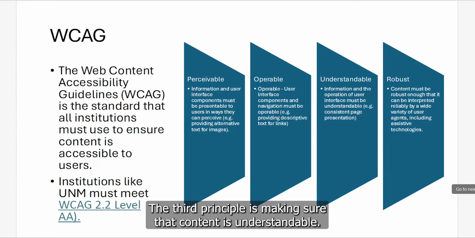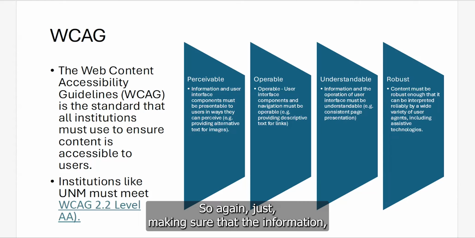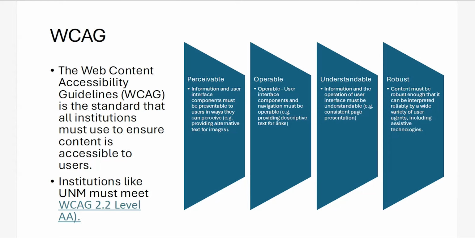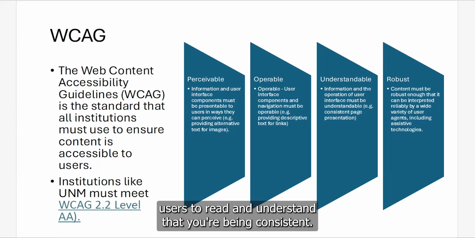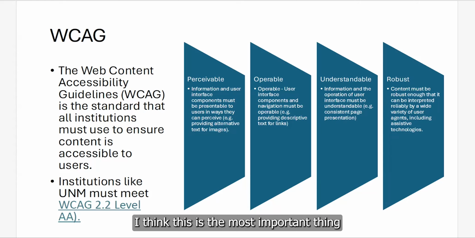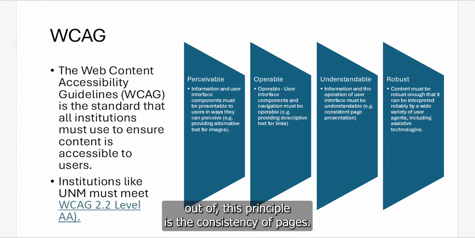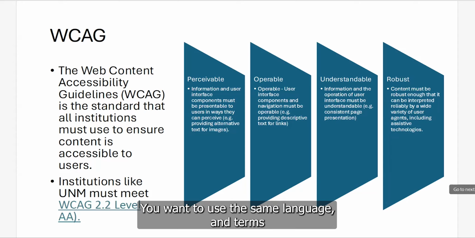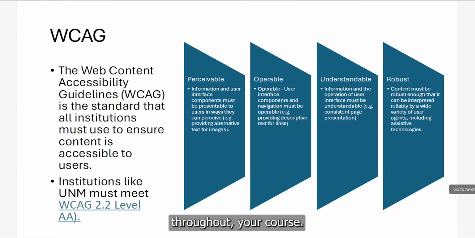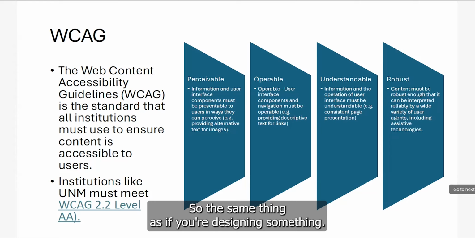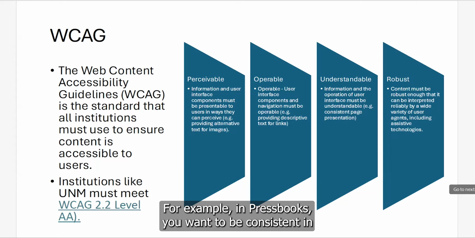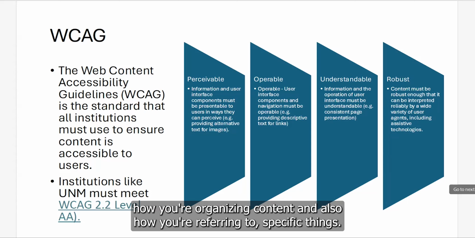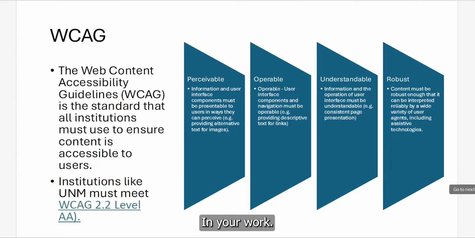The third principle is making sure that content is understandable. So again, just making sure that the information is easy for users to read and understand, that you're being consistent. I think this is the most important thing out of this principle is the consistency of pages. If you're designing an online course, you want to follow a consistent structure. You want to use the same language and terms throughout your course. So the same thing as if you're designing something, for example, in Pressbooks, you want to be consistent in how you're organizing content and also how you're referring to specific things in your work.